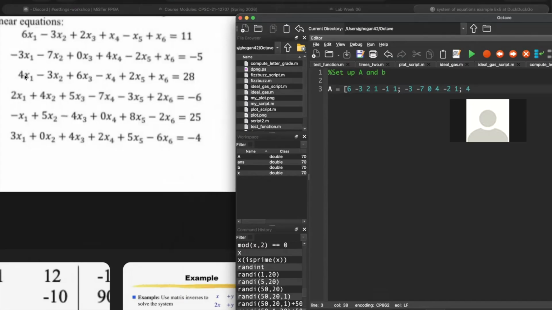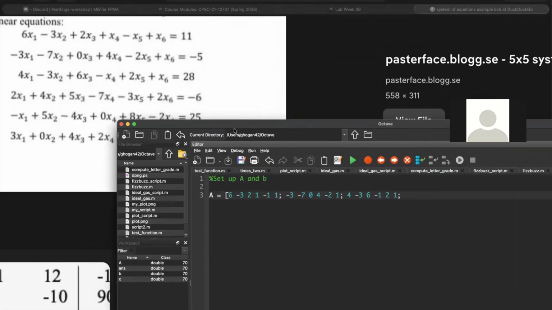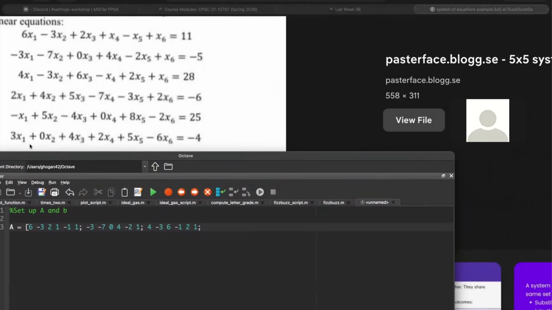4, -3, +6, -1, 2, 1, semicolon. 6 equations, 6 unknowns. That's quite a bit of typing.